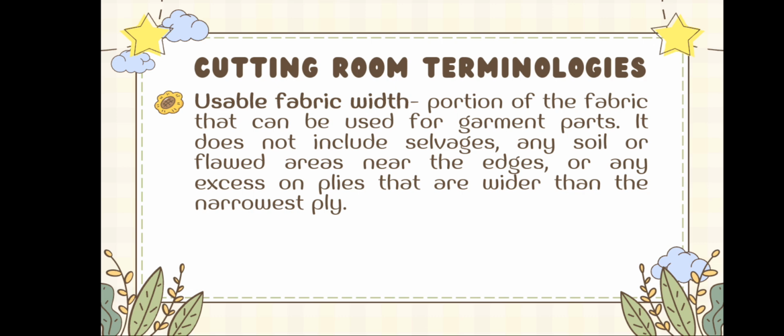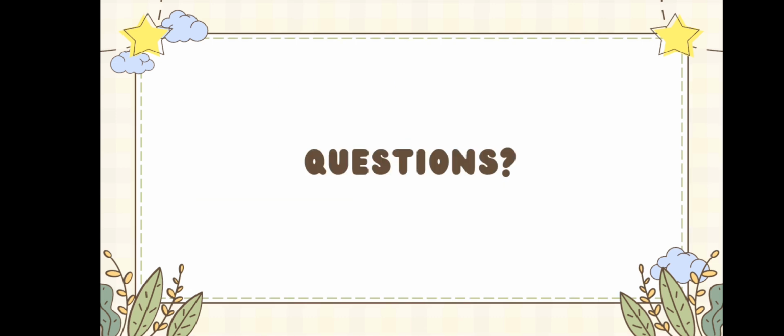The next is the usable fabric width. This is the portion of the fabric that can be used for garment parts. It does not include selvages, any soil or flawed areas near the edges, or any excess on plies that are wider than the narrowest ply. So do you have any questions?